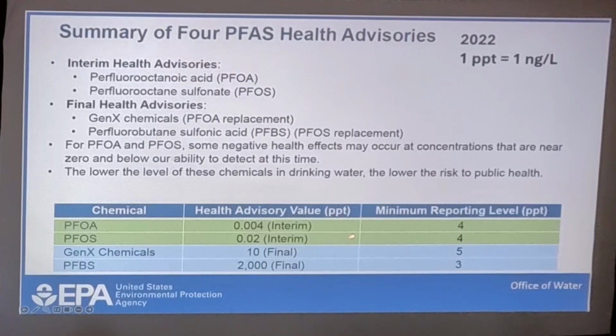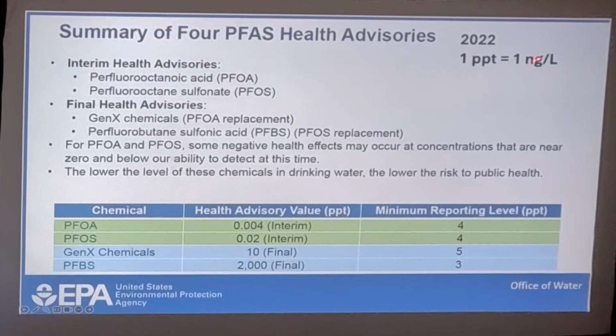0.004 parts per trillion. These are levels we can't even measure in our laboratory. We have a state-of-the-art PFAS laboratory. Too low for us to differentiate between a clean water and water that has these levels in it. Minimum reporting levels, these levels we can measure pretty easily. Just to give you some context, 4 parts per trillion.